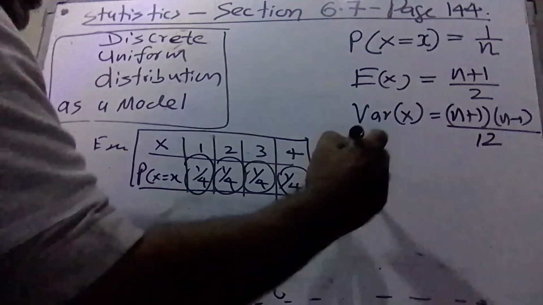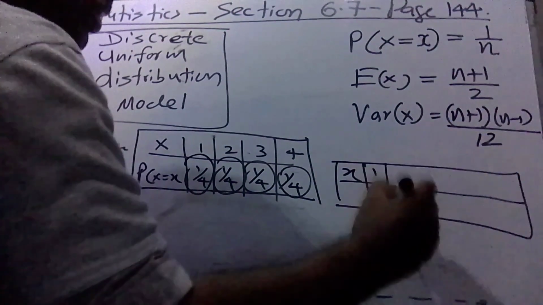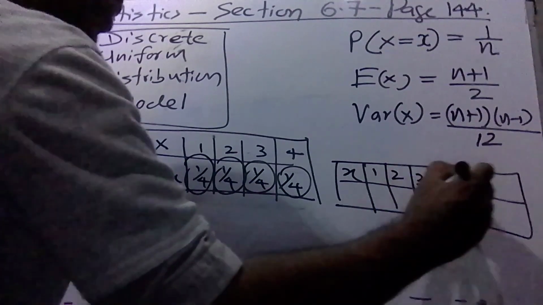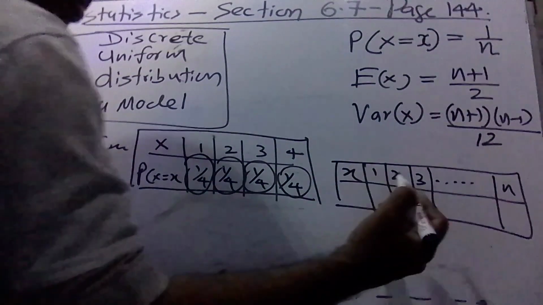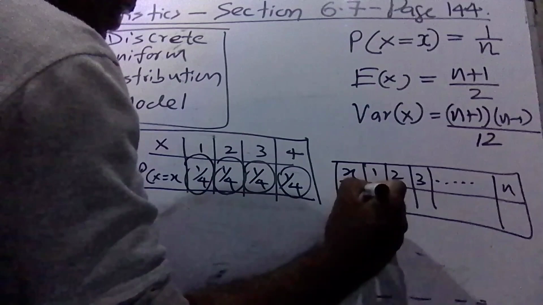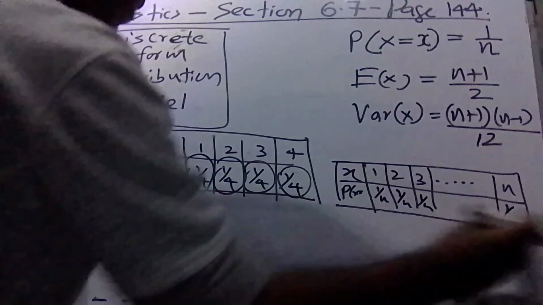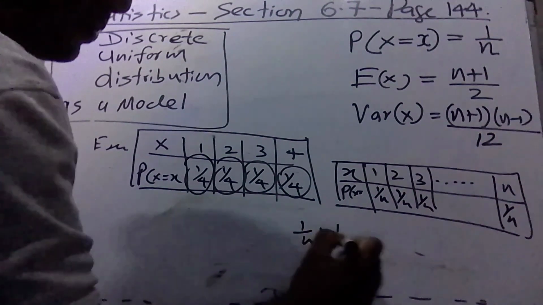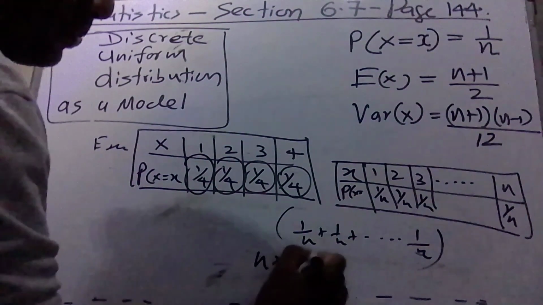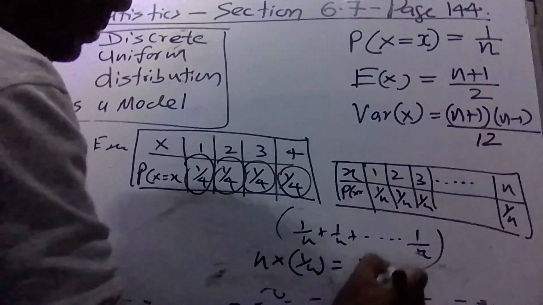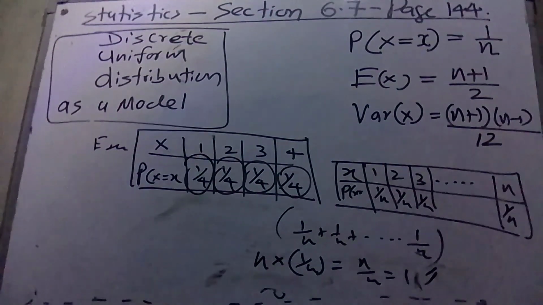Again, I will draw a small chart to explain that. So if this one is 1, 2, 3, and finally n, the probability of getting those outputs will be 1 over n, 1 over n, 1 over n, and 1 over n. Because when you add all of this up, 1 over n plus 1 over n, up to 1 over n, you will have n terms, n into 1 over n, which is n over n, equal to 1. This is simply what we are explaining.